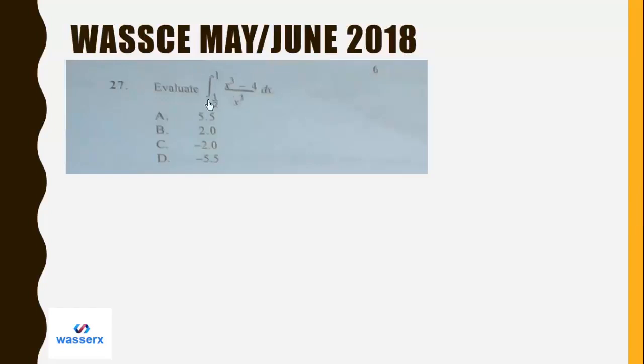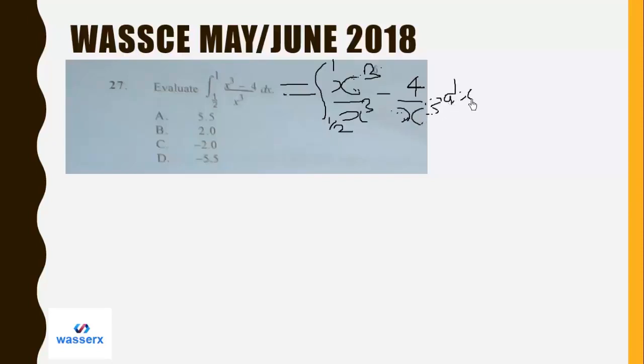We have the integral from 1 to 2 of (s cubed minus 4) over s cubed ds. The secret is to simplify what is over there. So we have s cubed over s cubed minus 4 over s cubed. We are going to split the denominator for them, so 4 over s cubed dx.